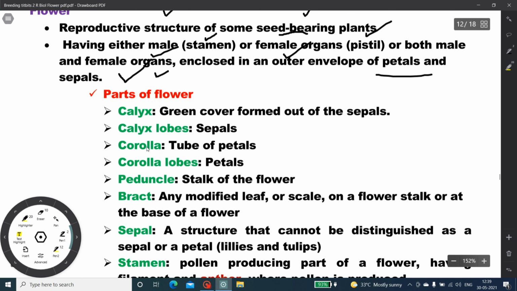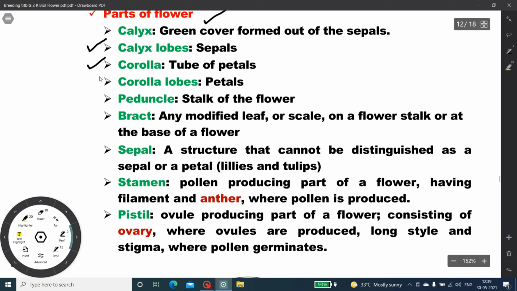Now look into the different parts of a flower. The calyx is a green cover formed out of the sepals. Calyx lobes are nothing but sepals. The corolla is a tube of petals. The corolla lobes are nothing but the petals. Peduncle is the stalk of the flower. The bract is any modified leaf or scale on a flower stalk or at the base of the flower. The tepal is a structure that cannot be distinguished as a sepal or a petal. Lilies and tulips are examples.